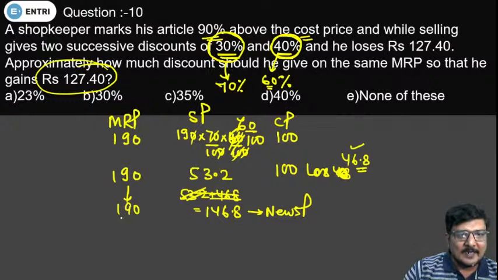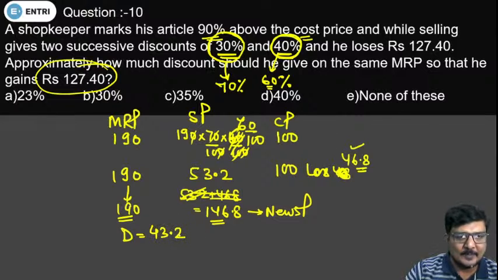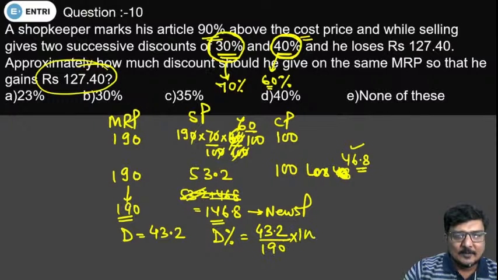So our MRP is 190 and our selling price is 146.8. The discount will be the difference of these two numbers, which comes out to be 43.2. So the discount percentage will be 43.2 divided by 190 into 100, which comes out to be roundabout 23%.